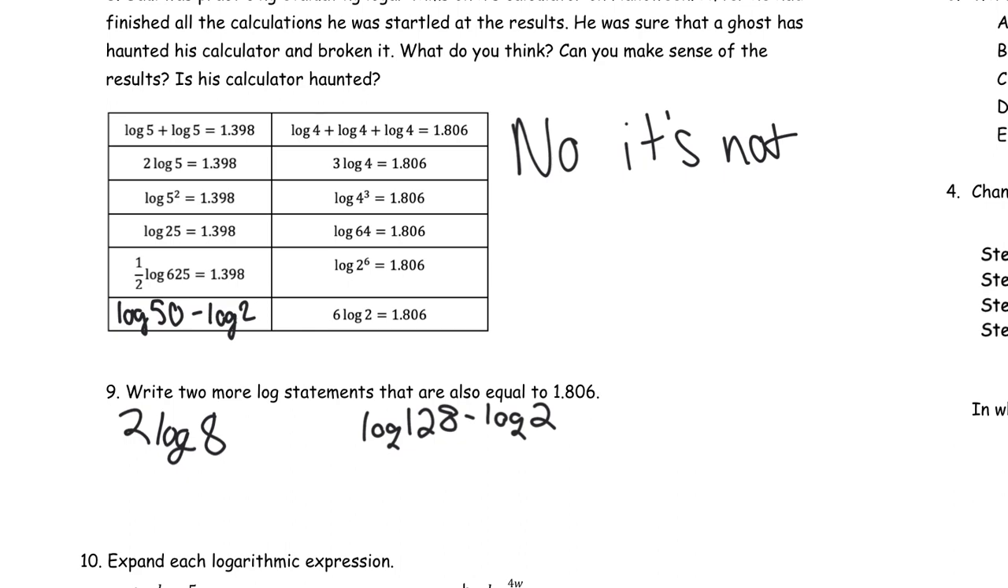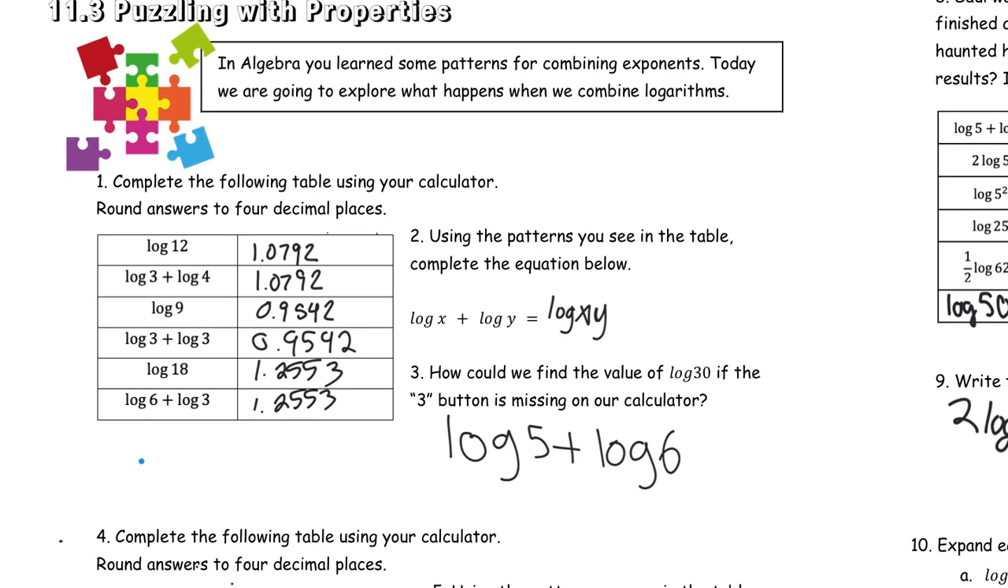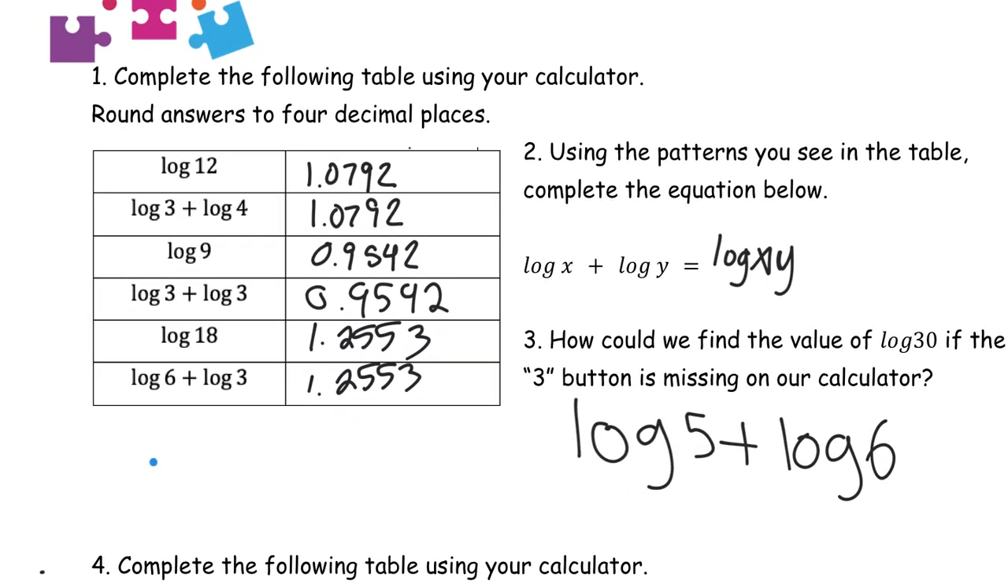to all of your properties. So take a look at the very first one you did. When adding logs, what do we actually do? Multiply the numbers. When multiplying like bases with exponents, we add the exponents, right?